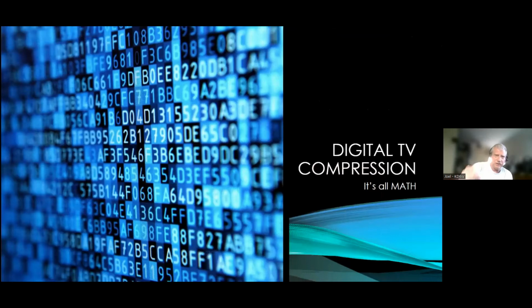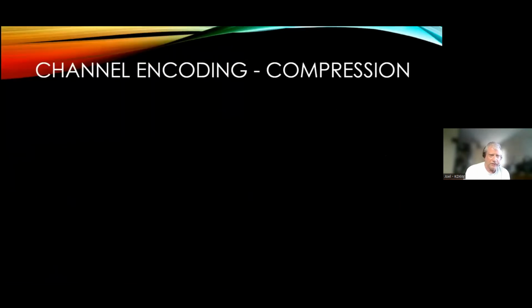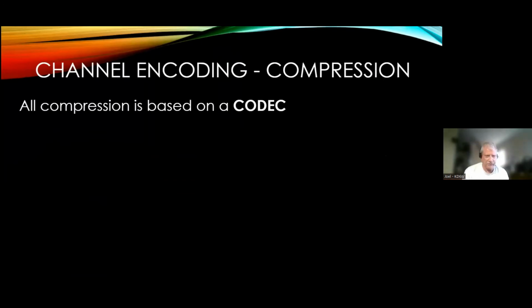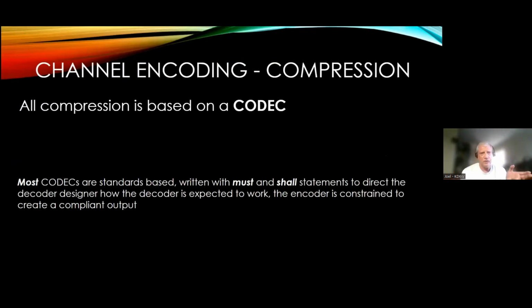We're going to dig a little bit deeper here because it's all based on math. So digital TV is compression, channel encoding. The compression technology is based on a codec, and the codec is based on a standard. And so there's multiple standards out there, but the whole point is it was written with must and shall statements. So when you read the document, this is what's directing the decoder designer how the decoder is expected to work when it sees these bits.